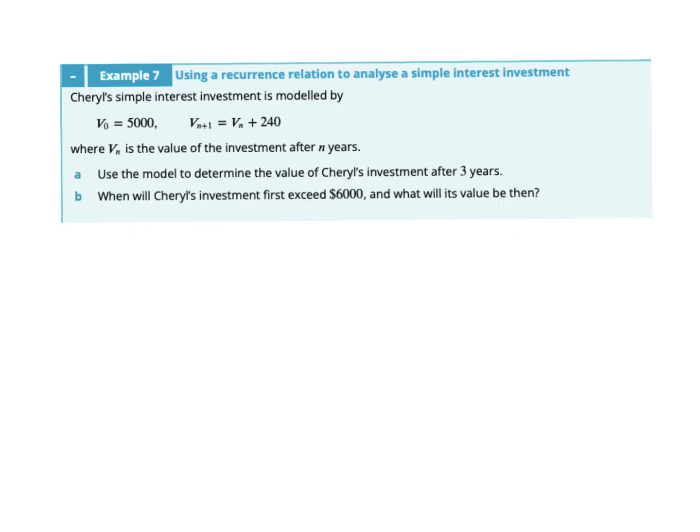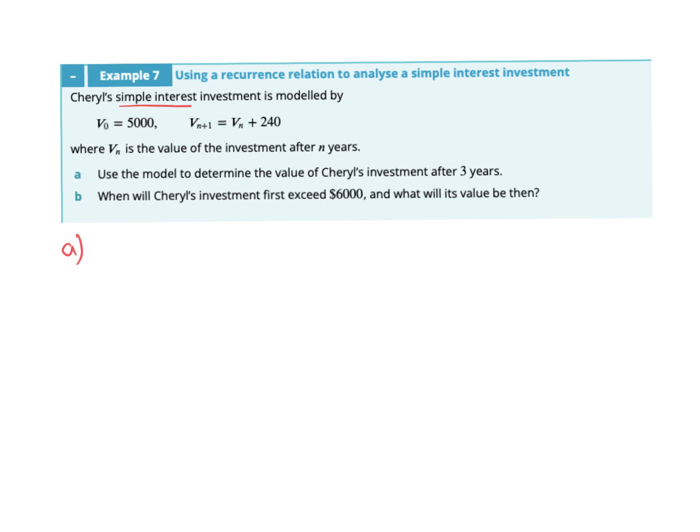So this one, it says Cheryl's simple interest. So once again, they're telling you, so it's really easy once they tell you what you're doing. You just go, all right, I'm doing simple interest. And it says where Vn is the value of the investment after n years, because we could be doing monthly and all that. So they're saying this is after n years. Use the model to determine the value of Cheryl's investment after 3 years. It's very important when they say to use the model, you have to actually show the steps.